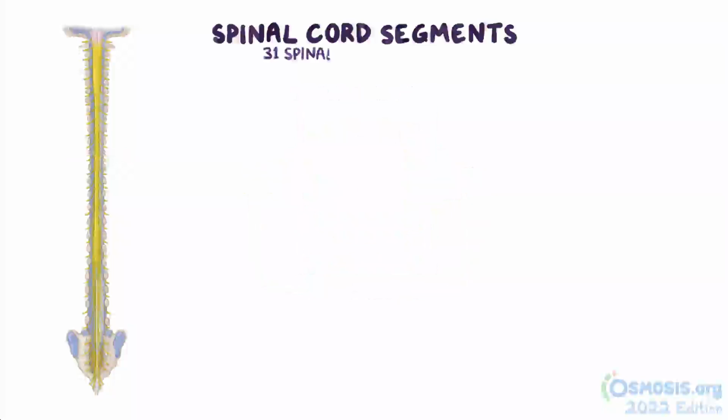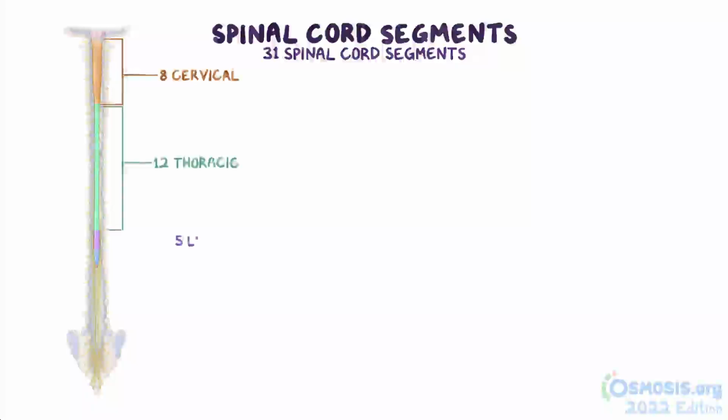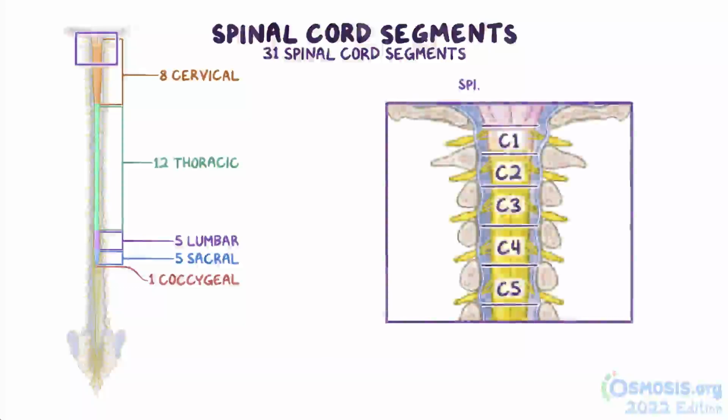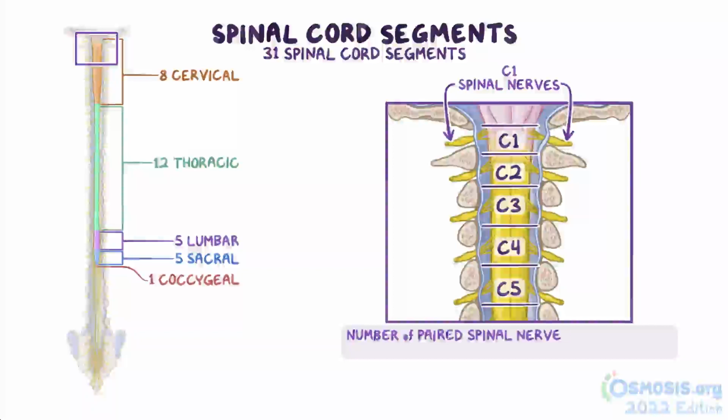There are 31 spinal cord segments: 8 cervical, 12 thoracic, 5 lumbar, 5 sacral, and 1 coccygeal. A spinal nerve pair shares its name with the spinal cord segment it arises from. So, for example, the spinal nerves arising from the C1 spinal cord segment are named the C1 spinal nerves. Logically, the number of paired spinal nerves is the same as the number of spinal cord segments.